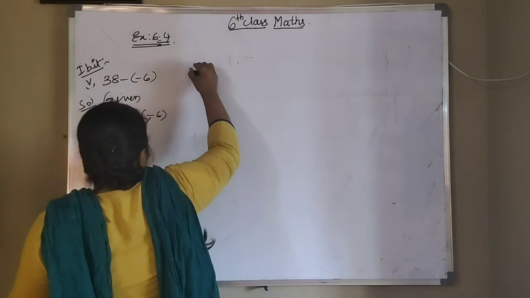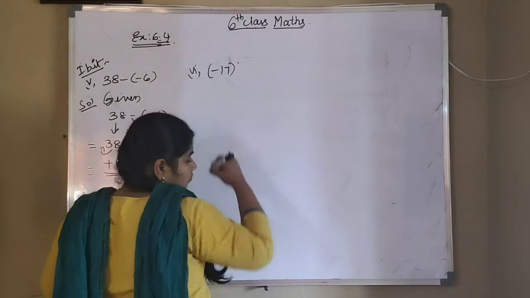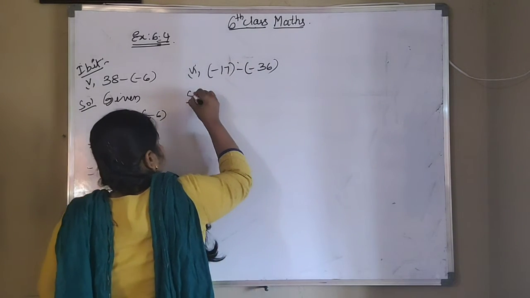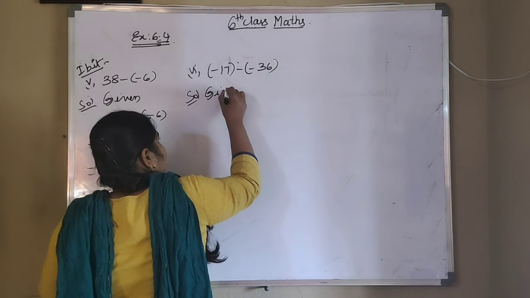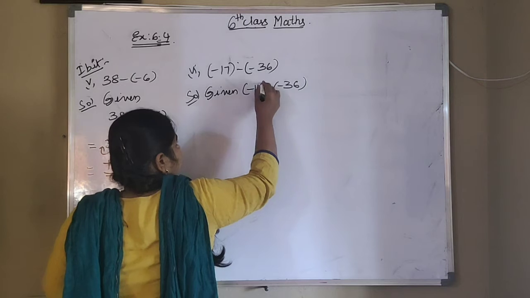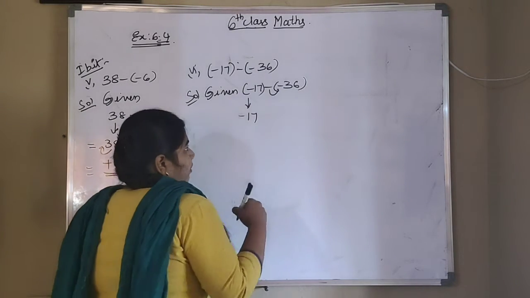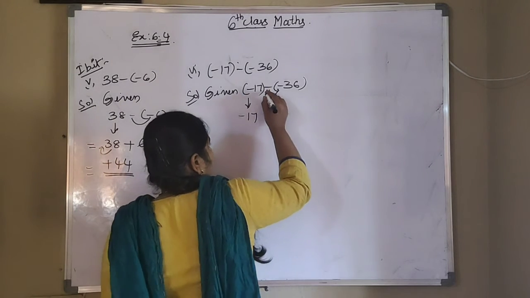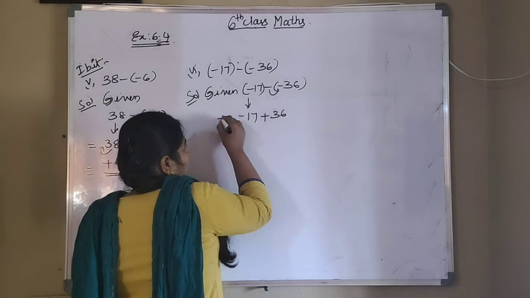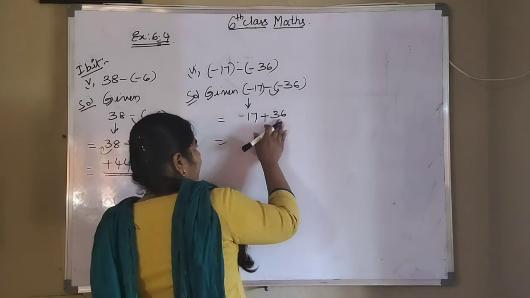Okay, next is sixth one, that is minus 17 minus of minus 36. So first integer you write as this, double sign, make it into single sign. So that will be minus into plus is minus into minus is plus 36. Now here minus into plus is what? Minus. So we have to subtract the numbers.